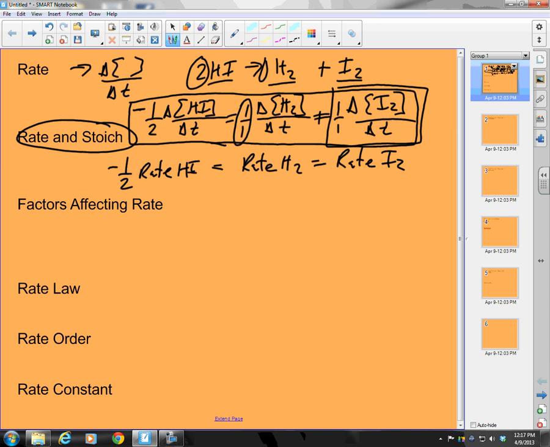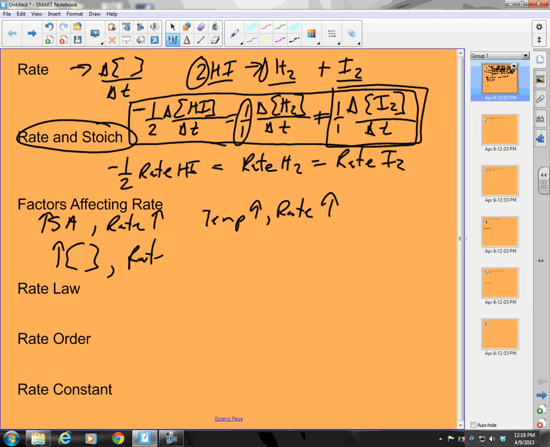Factors affecting rate, right? This is old honors chem. Surface area: as my surface area increases, rate increases, because there are more sites for collision. As my temperature increases, my rate increases, because I have more collisions. If I have increased concentration, my rate is going to increase, because there are more reactants able to collide. And finally, if I add a catalyst, my rate increases.